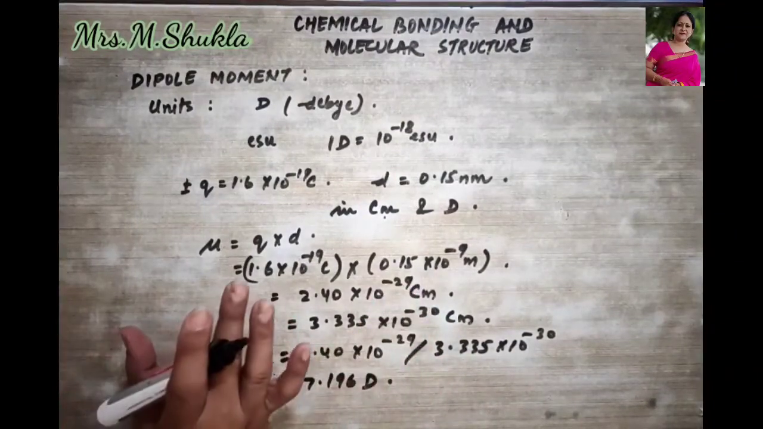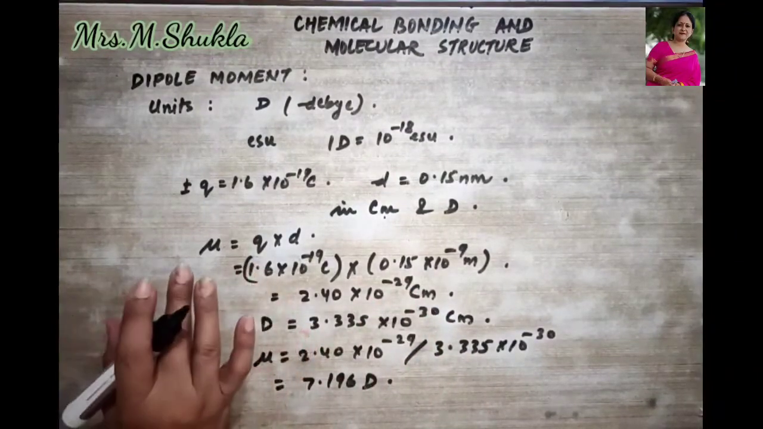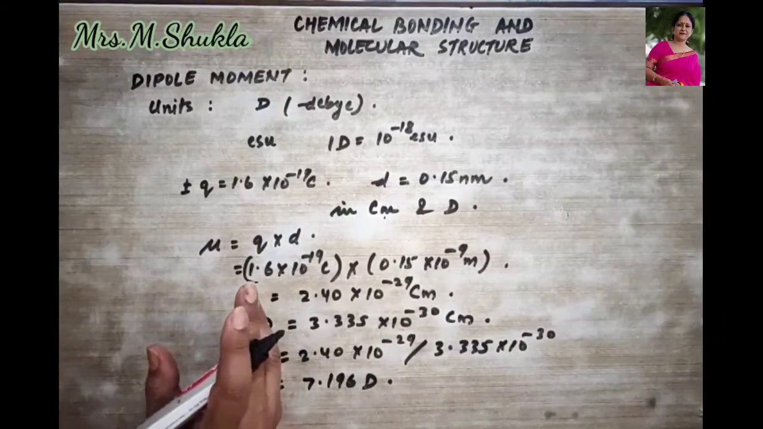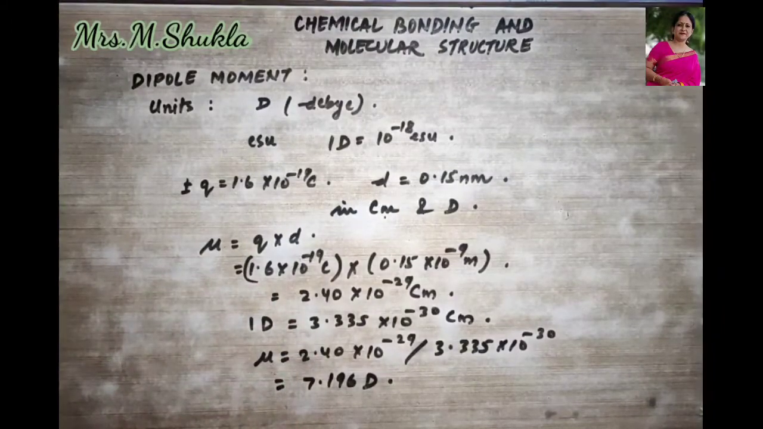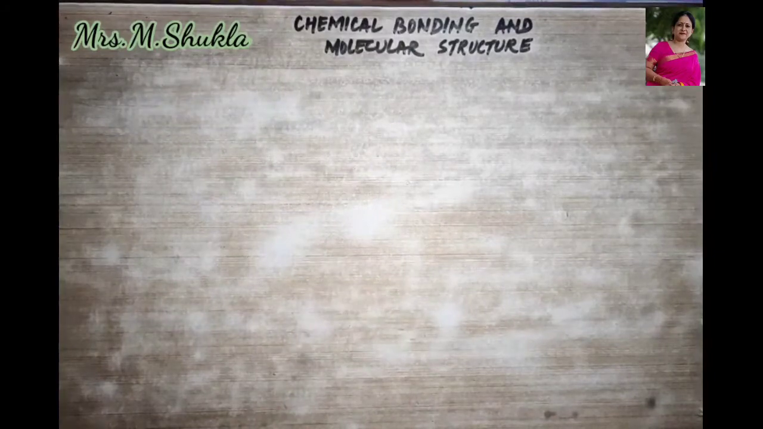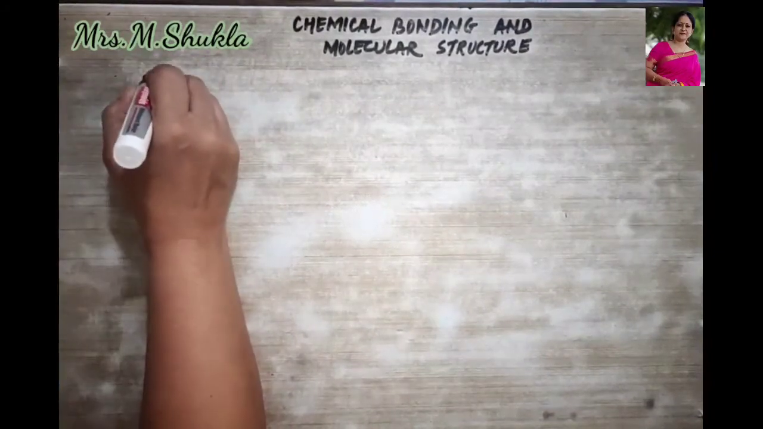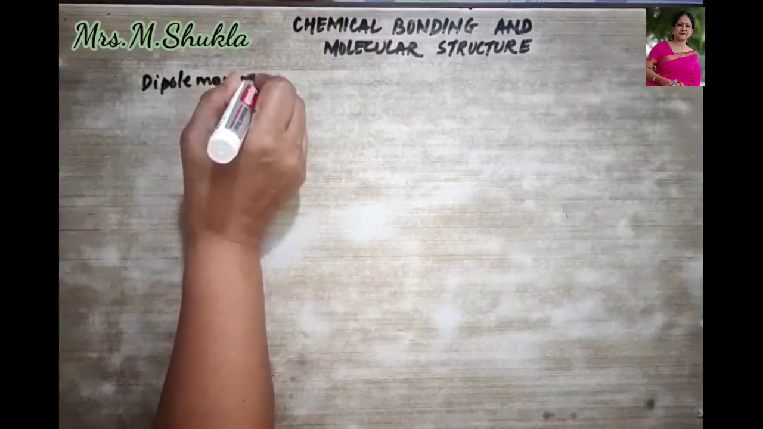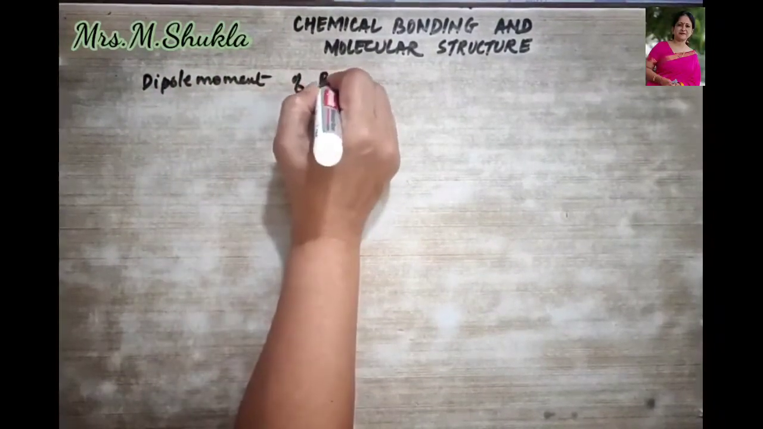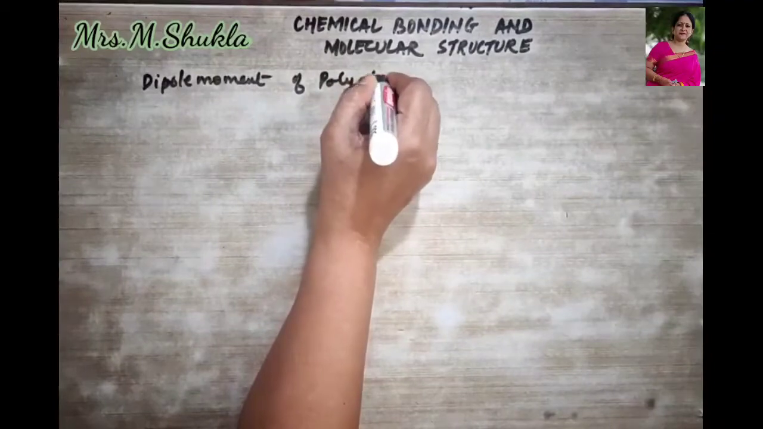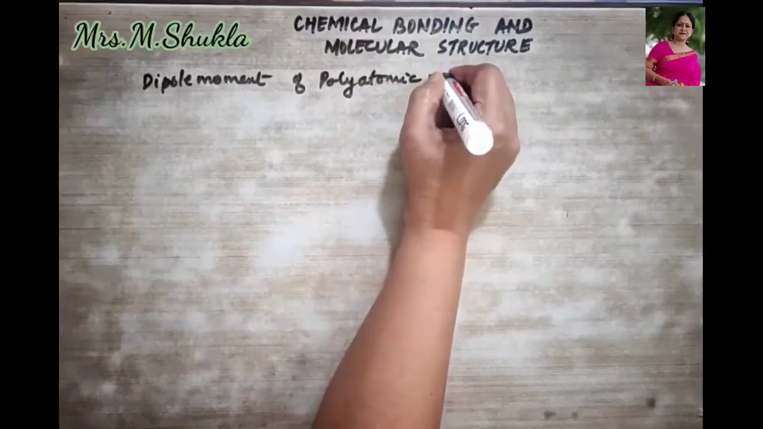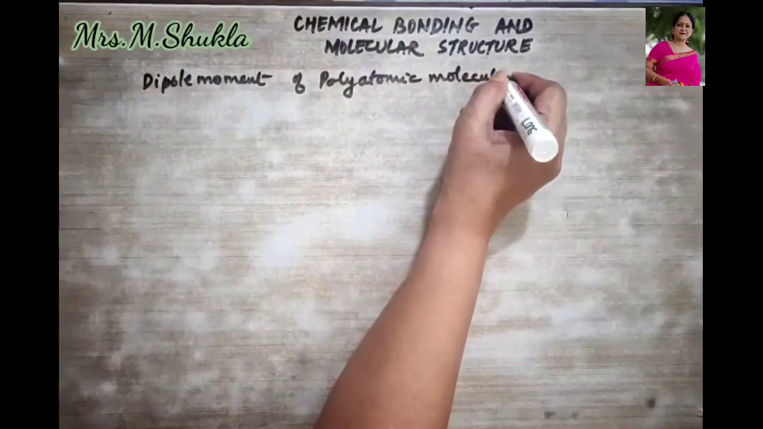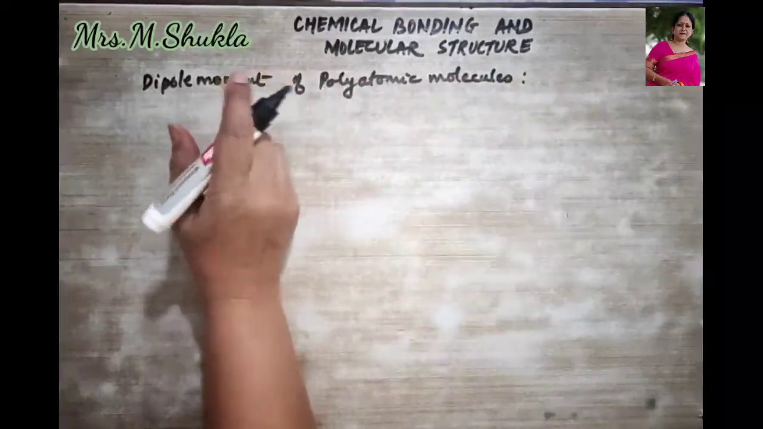When the difference in the electronegativity is 0, then a non-polar covalent bond is formed. I hope this much you will remember. Now let us understand the dipole moment of polyatomic molecules. I am going to explain you with certain examples over here.